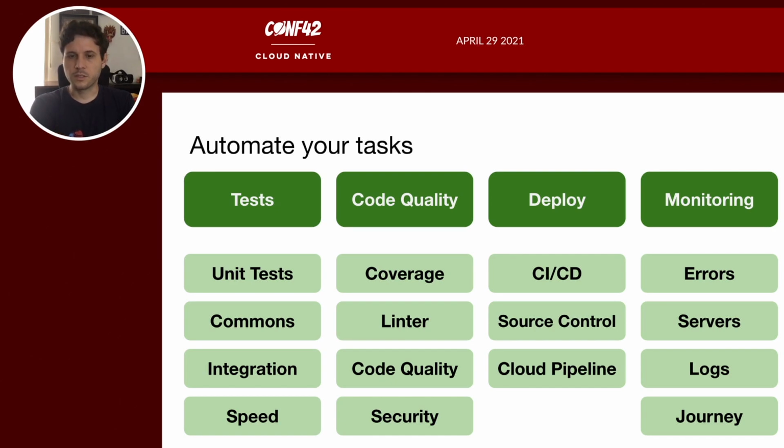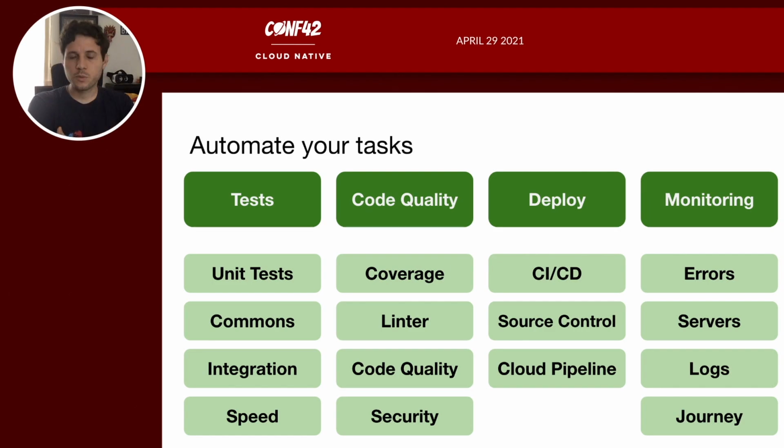Your code quality, so you can control coverage and know where you have a blind spot. Your linter, so you know that your team is not checking something that a machine can help them do. And your security, so you know if you introduce something bad in your code. In your deployment, you have a very good, stable CI/CD pipeline, you have source control, and you have a cloud pipeline that controls all your servers. And finally, monitoring. Monitoring your errors, your servers, your logs, and your user journey.